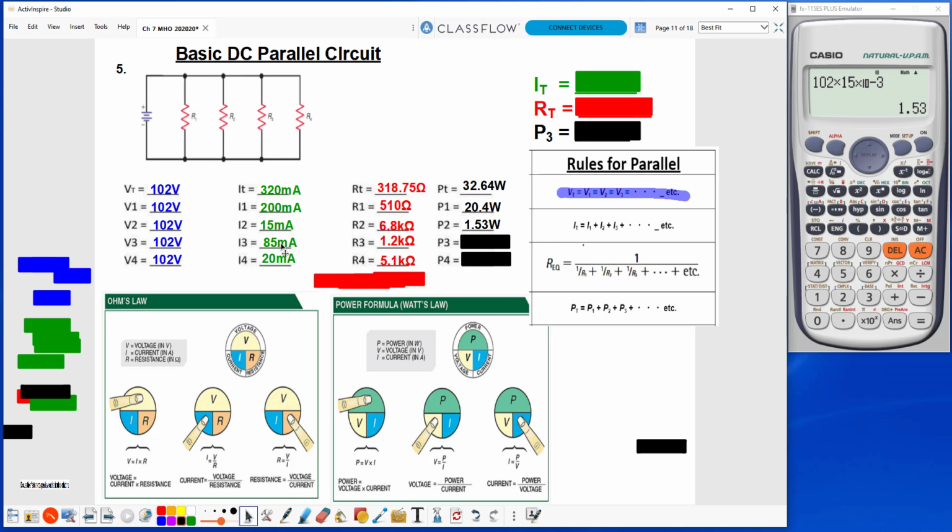Next, I'm going to do P3, which is equal to I3 times V3. I've already got the V3 in there, 102. So I just change my 15 to 85. Since 85 is also a milliamp, I can just leave the engineering in the calculator and change the numerical value. 8.67 watts. All right, P4 is equal to I4 times V4, so V4 is 102 volts times the I4 of 20 milliamps. I'm going to leave the milliamps in there and just get rid of the numerical value and put the 20 equals 2.04 watts.